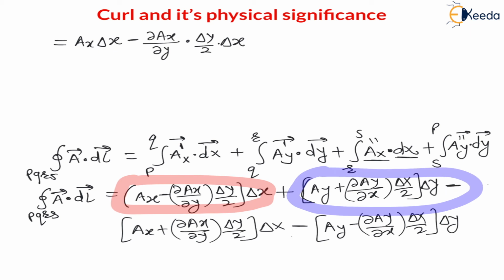This negative sign is outside the second term. This negative sign will go for the third term, right? So let us do the expansion of the second term. It will become plus ay del y plus dou ay by dou x into del x by 2 into del y, right? This will be the expansion of the second term.